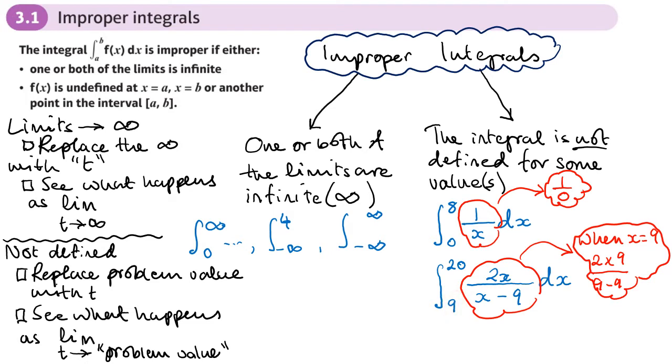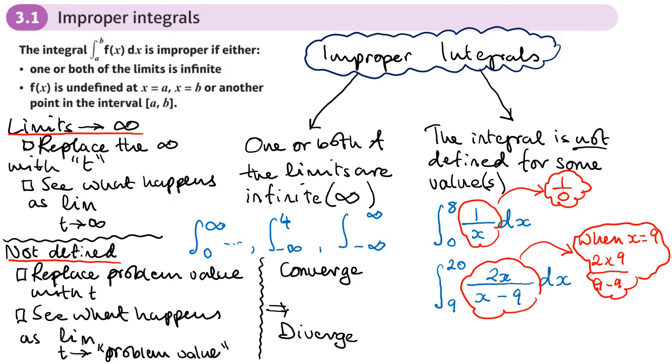Now, sometimes when we evaluate the limit as t approaches whatever value it is, when it's not defined, or when it's an infinite limit, one of two things will happen. We'll either get a value that converges as t approaches the limit. Okay, so it might converge to a value as t approaches the limit, or it might not converge, it may diverge as t approaches the limit of infinity, or whatever problem value it is.